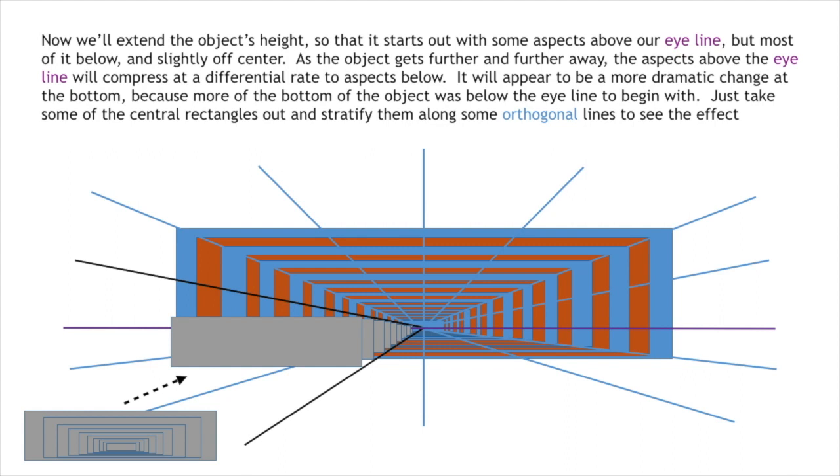So again, I've pulled out the rectangles. I've just color-coded them gray now with blue outlines, and I've stratified them along different orthogonal lines. In this case, I just chose 2 black orthogonal lines and placed the rectangles, lined up the corners of the rectangles, moving away from you towards your vanishing point.